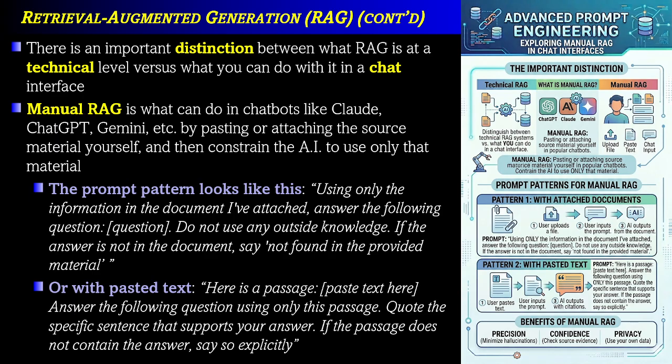It might look something like this: using only the information in the document I've attached, answer the following question. Then you provide the question. Do not use any outside knowledge. If the answer is not in the document, tell me or say not found in the provided material. Okay? Or maybe you have pasted text. Here is a passage. You paste in the text. Answer the following question using only this passage. Quote the specific sentence that supports your answer. If the package does not contain the answer, say so explicitly.